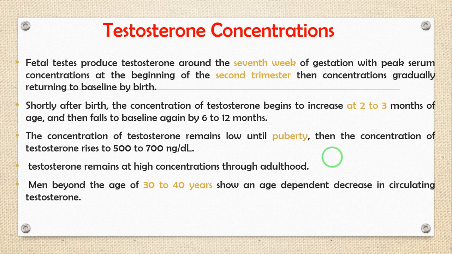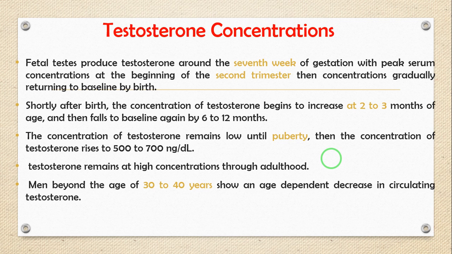After birth, it remains low, but starts to increase when the baby is 2 to 3 months old. But after that, by the age of 6 to 12 months, it returns to its baseline level. So the first peak is from the 7th week, reaching its peak at the beginning of the second trimester. The second peak is after 2 to 3 months of life, and it returns to baseline by 6 or 12 months of life. Then the major increase in testosterone occurs in puberty.